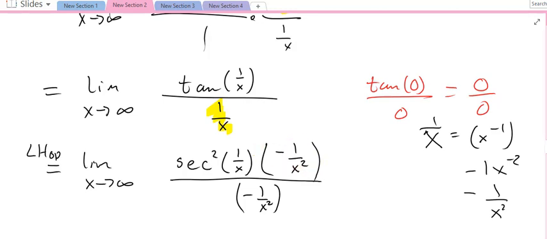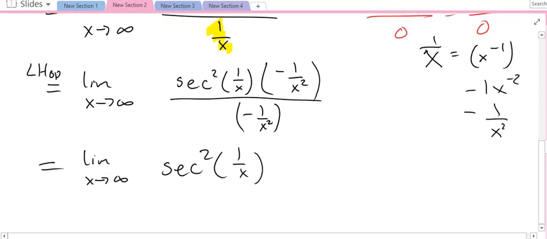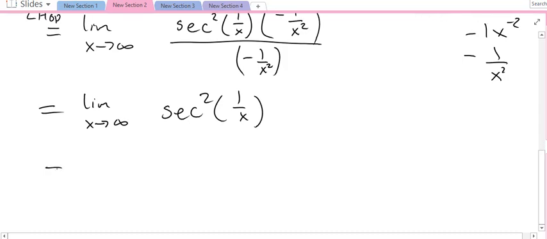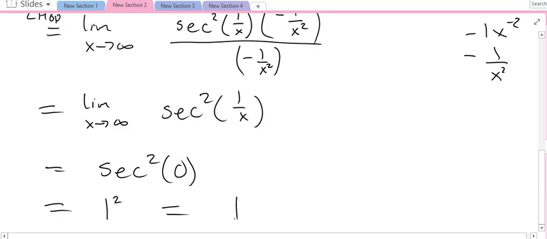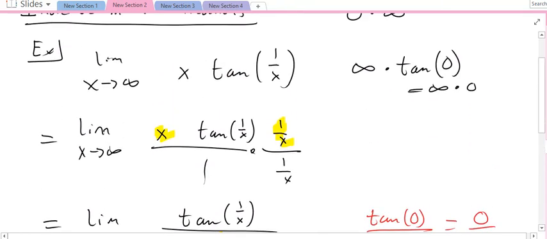And so now as x goes to infinity, these are going to cancel. And so we have the limit as x goes to infinity of secant squared of 1 over x. And as x goes to infinity, 1 over x goes to 0, so this becomes the secant squared of 0. And secant squared of 0 is 1 squared, which is 1. So as x goes to infinity, this limit is actually just going to equal 1.